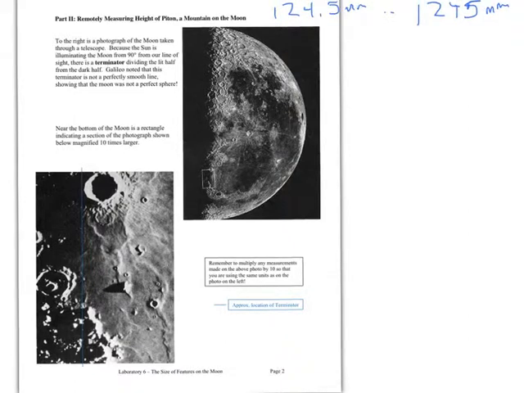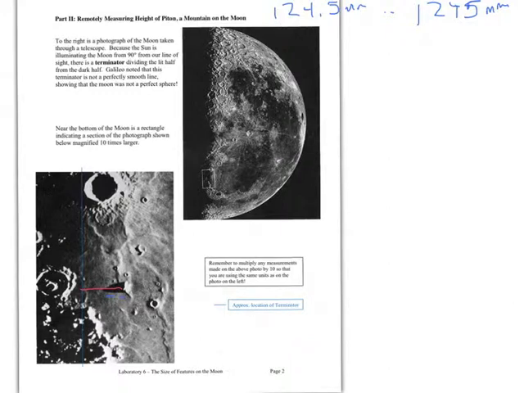So we're going to need to measure a couple things. One, we're going to need to measure the distance from the top of Python, and Python is this object right here. So I measure the distance from it to the terminator. And then we also need to measure the length of the shadow. And those are the only measurements that we have to do.